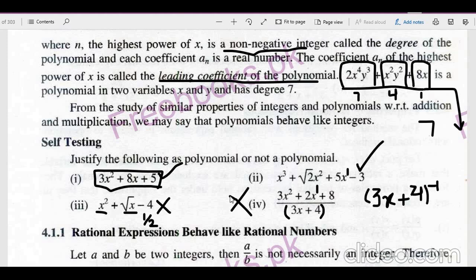Clear? I hope now you will be able to define what the degree of a polynomial is. The highest degree of the polynomial is the degree of the polynomial. You now know how to identify whether an algebraic expression is a polynomial or not, and how to identify algebraic expressions.